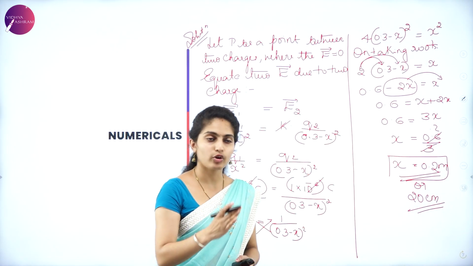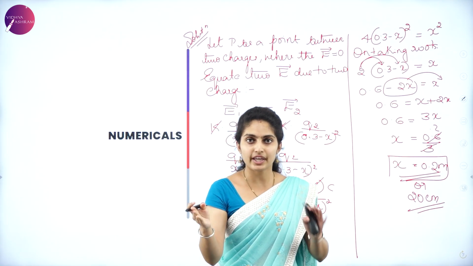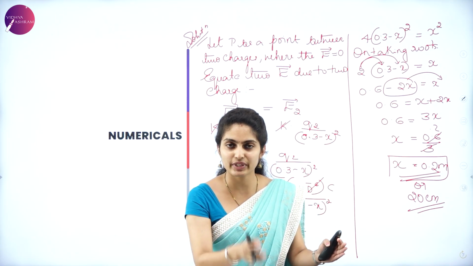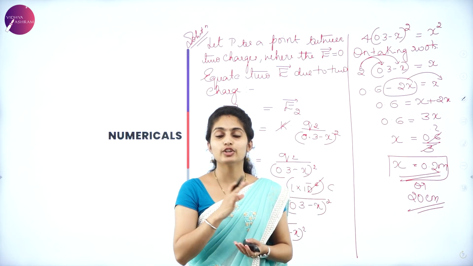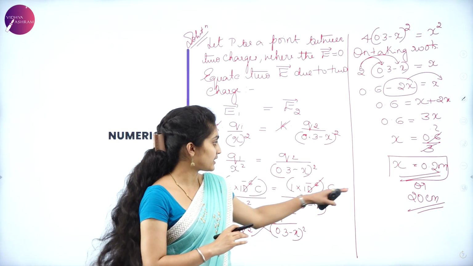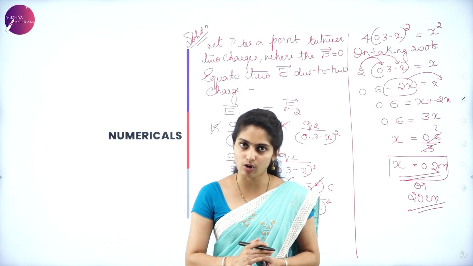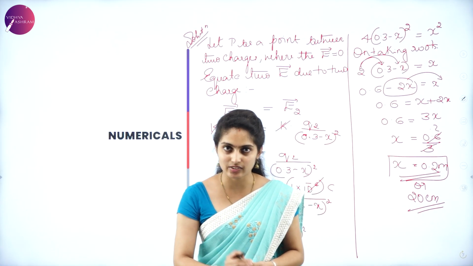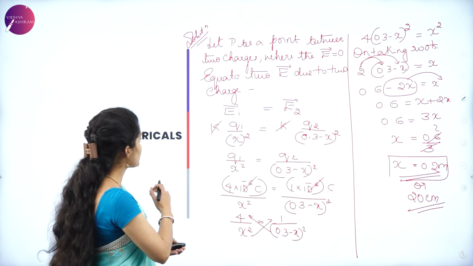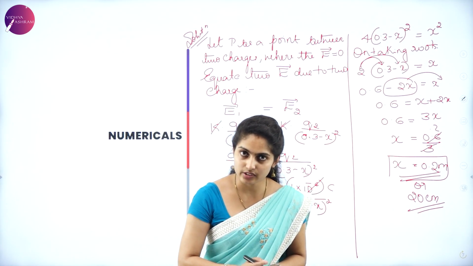That is, at point P, midway between A and B, the distance where exactly your electric field is 0 is said to be 20 centimeters or 0.2 meters. So this is all about your third set of numerical solution.